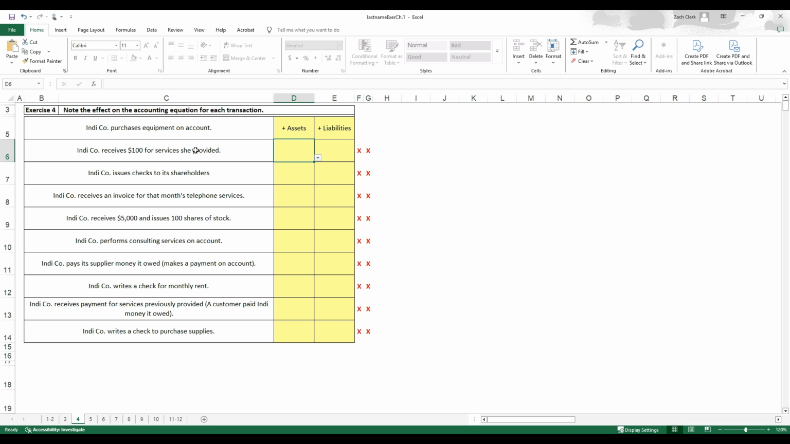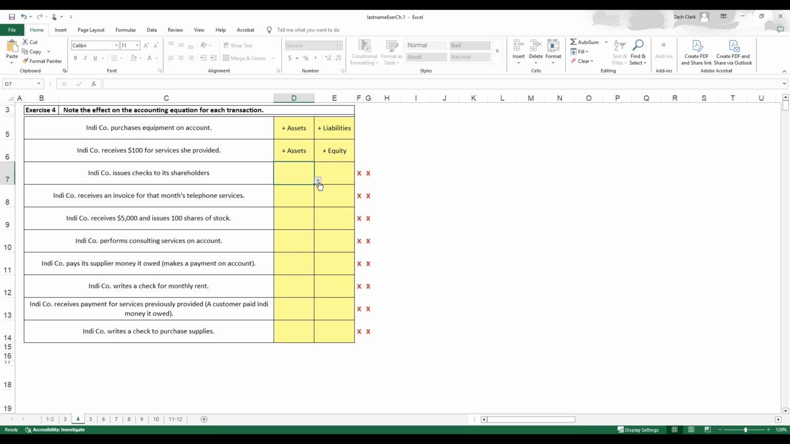In problem number 2, we receive $100 for services that are provided. So again, assets will be going up. In this instance, we're talking about cash because it does say we received the $100. Then we're going to be increasing our equity in this problem. You'll want to look back at your reference materials to note that equity increases with revenues and decreases with expenses. In this instance, we are earning revenue. We provided services, so equity is going to be increasing.